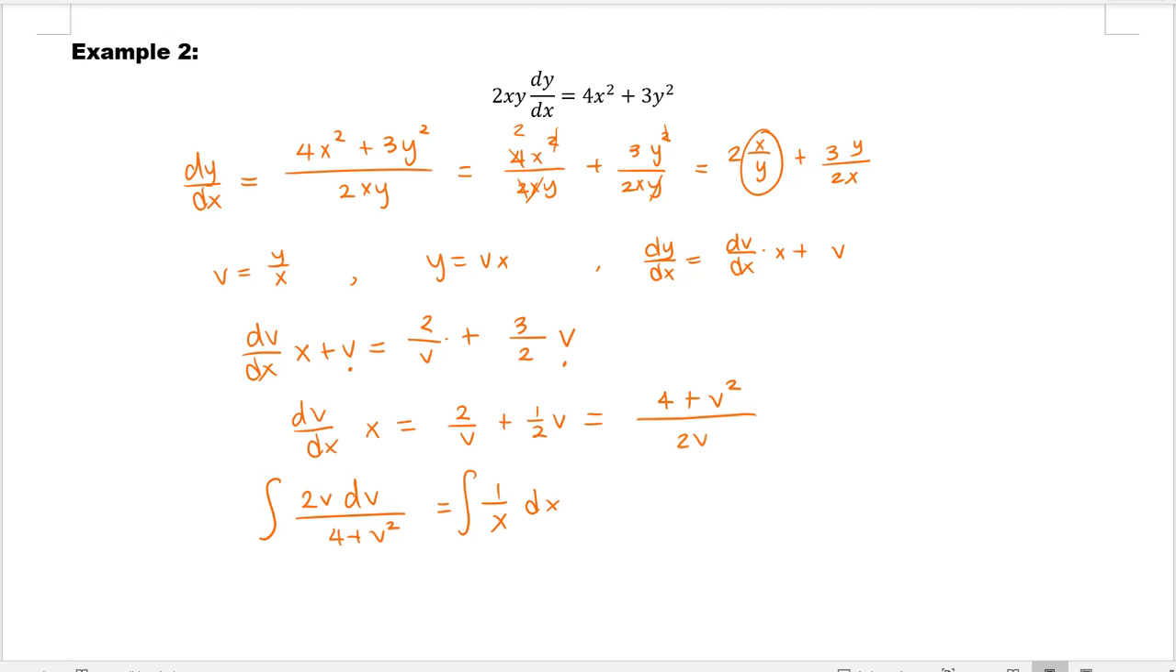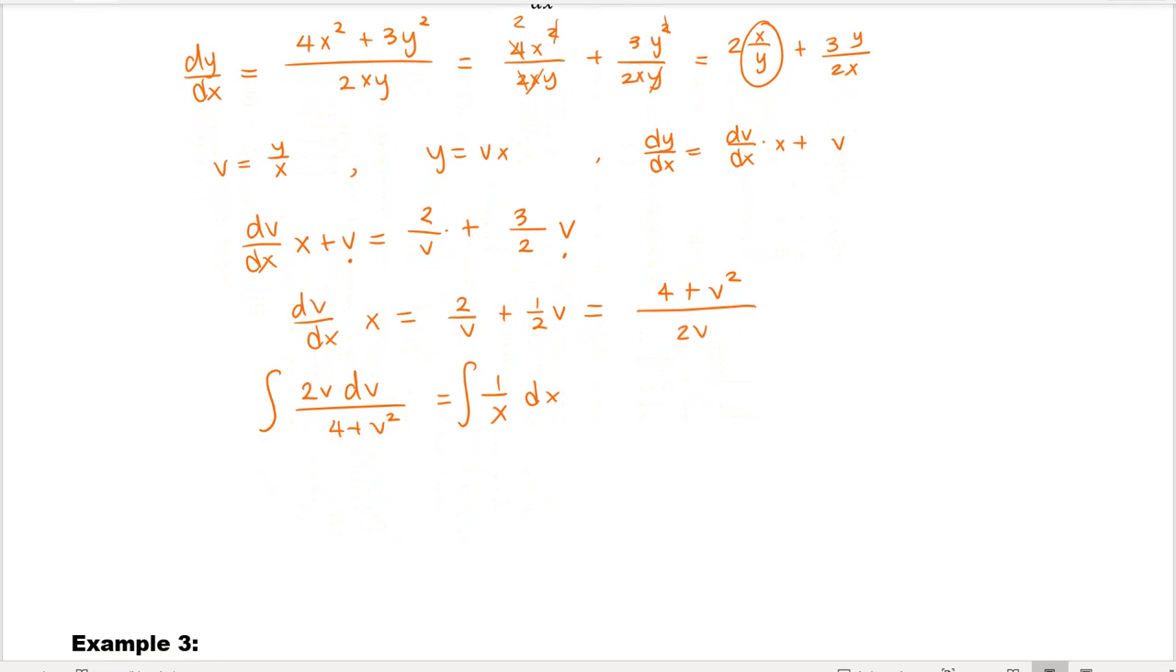Okay, so let's integrate both sides. On the left hand side, you can see the derivative of the denominator is 2v dv, which is exactly the numerator, so we can use u substitution. Let this be u, this is du, so the integral of du over u is ln of absolute value of u. But in this case, because this guy is always positive, we don't need the absolute value. And the integral of 1 over x is ln absolute value of x plus c.